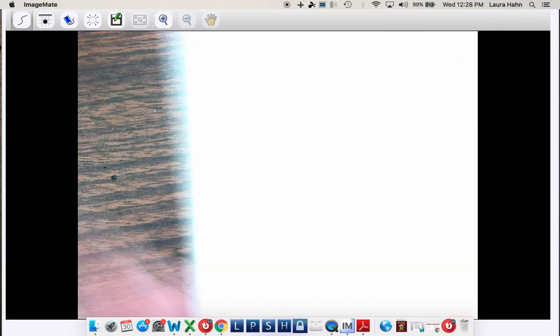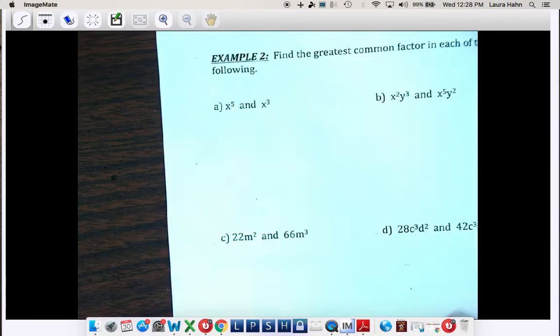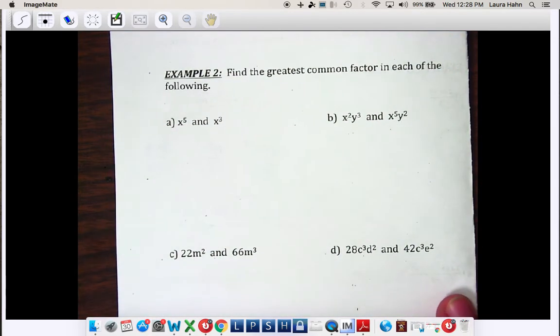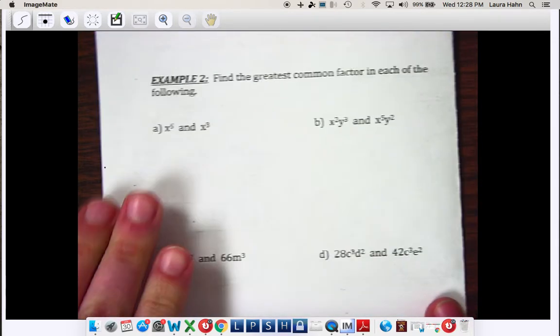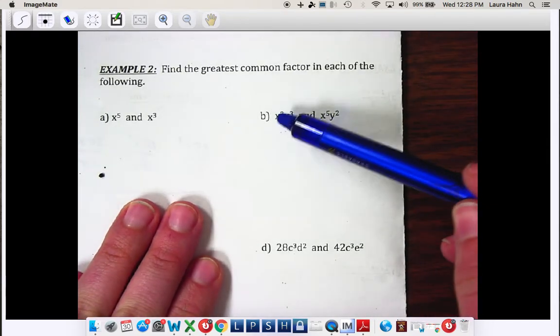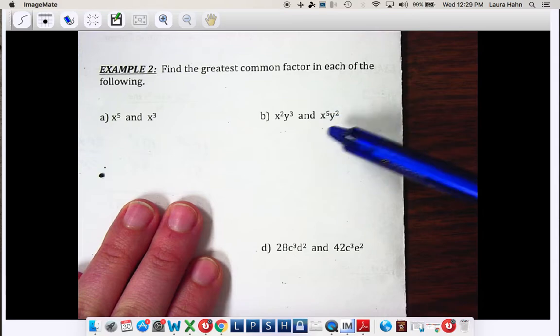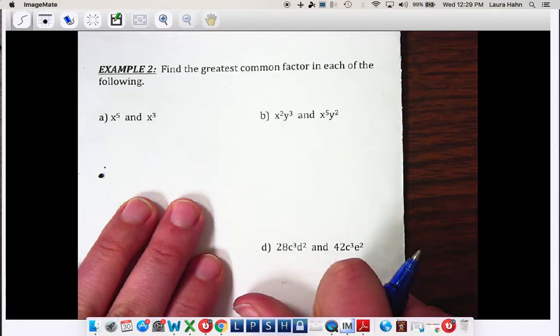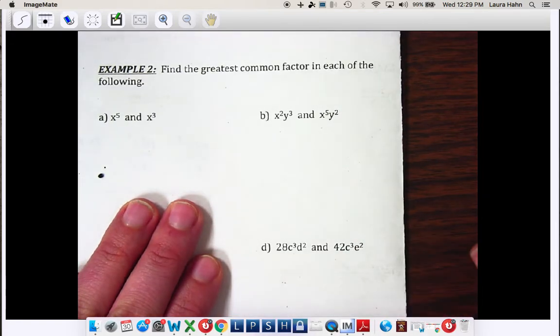Okay, now what we're going to do on example 2 is we're going to find the greatest common factor of each of the following. So I'm going to do examples B, D, and E. So I have x squared y cubed and then x to the fifth y squared. I want to find the biggest things that both of them have in common. Well, I see they both have x's and they both have y.